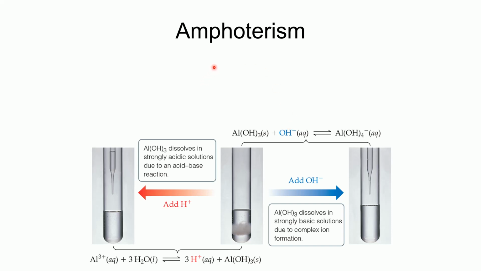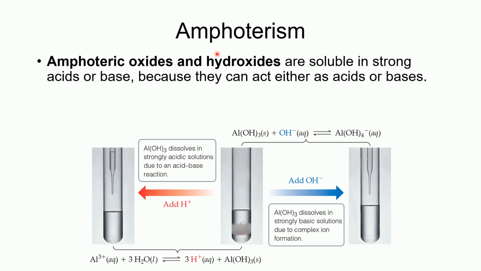And now we want to look at a concept that we call amphoterism. And ampho just means both, kind of like amphibians, or amphiprotic. Amphiprotic is something that's both acidic and basic. Amphoteric is something that will react with both an acid and a base. So amphoteric oxides and hydroxides are going to be insoluble in water, but they will be soluble in either strong acid or strong base. So they can act like an acid or a base.